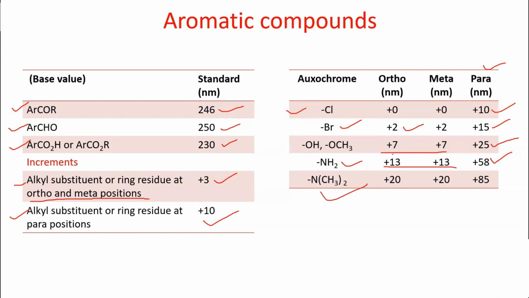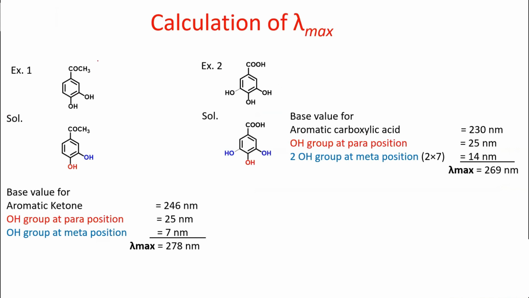If a substituted amino group is present at ortho and meta position, we have to add 20 nanometer. If it is present at para position, we have to add 85 nanometer. Let's explain some examples here.